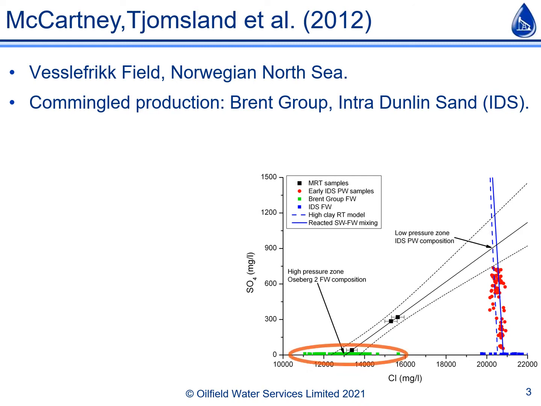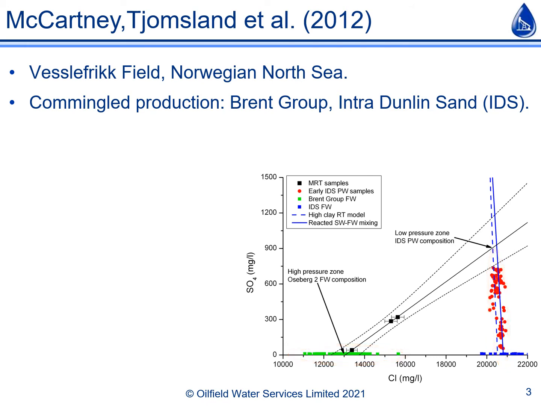You can see that the Brent Group samples are low in sulfate but have variable chloride concentrations, indicating that formation water compositions vary in the Brent Group. You can also see that the IDS produced water has less variable chloride content but elevated sulfate content. This is because in this well, injection water breakthrough has occurred in the IDS, and so the IDS produced water is a mixture of formation water and seawater.